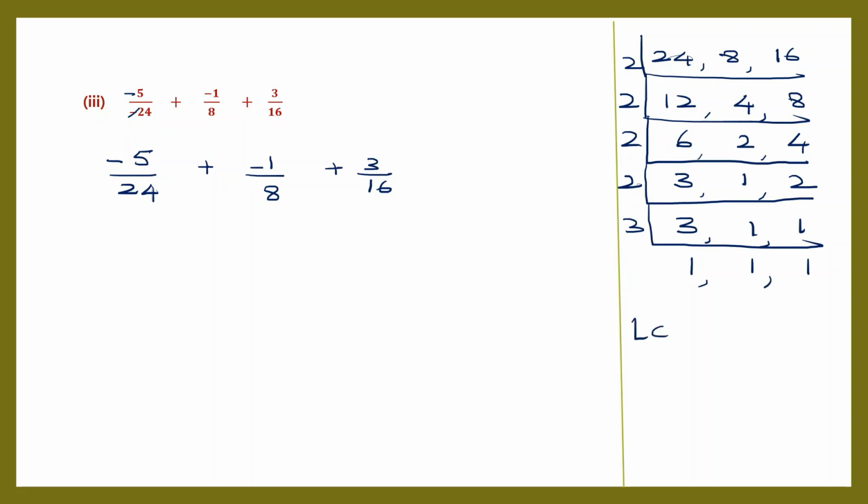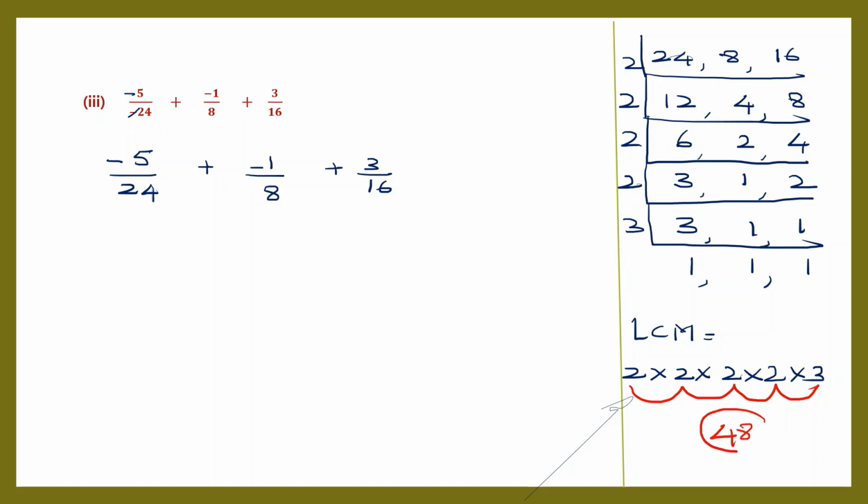So what is our LCM? Let's write down all the numbers here. 2 into 2 into 2 into 2 into 3. So 2 2s are 4. Let's multiply. 4 2s are 8. 8 2s are 16. 16 3s are 48. So the LCM is 48, and we're going to use this as the common denominator for all three rational numbers. So the denominator for all three has now become 48.